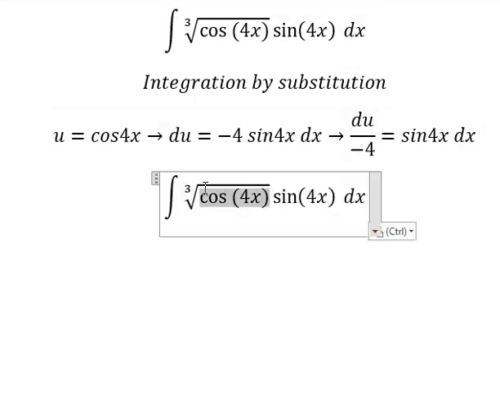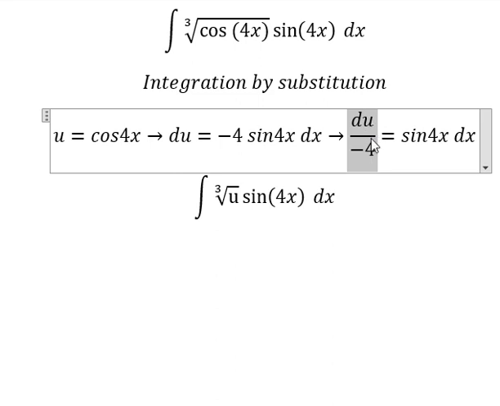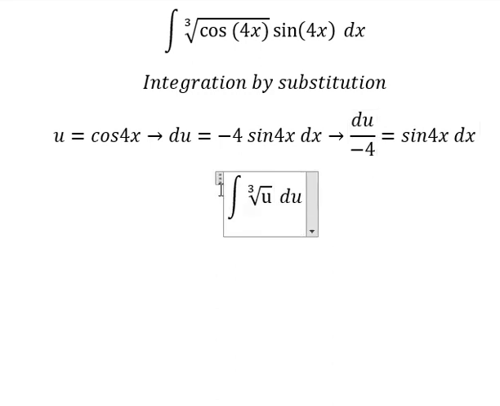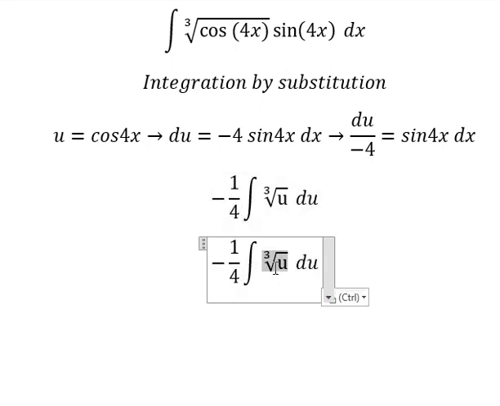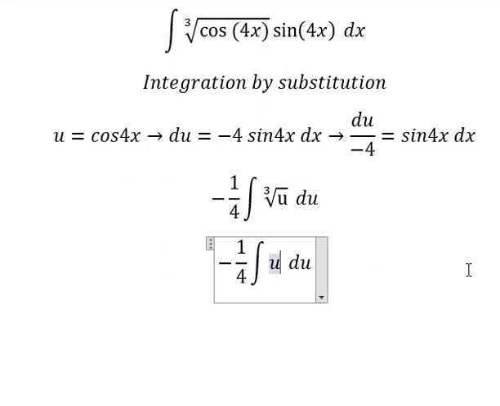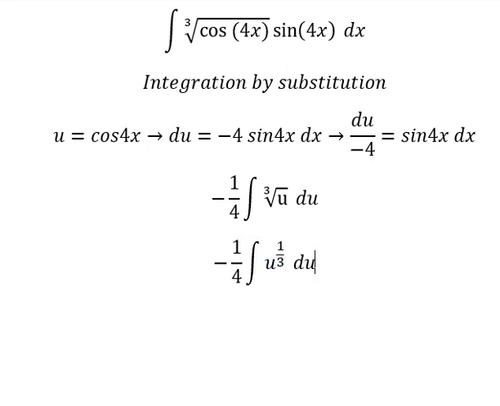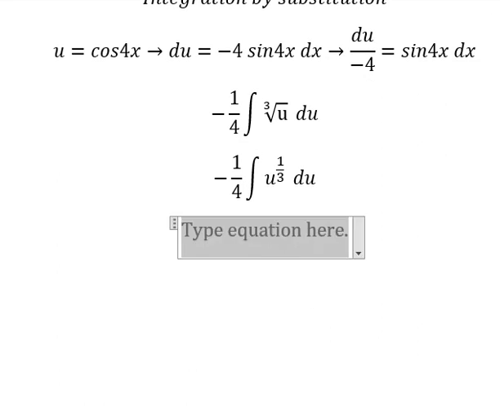This one we change to u. Sine 4x dx we change to du over negative 4. So this one we can change to u to the power of 1 over 3. After that, we can apply the formula here.